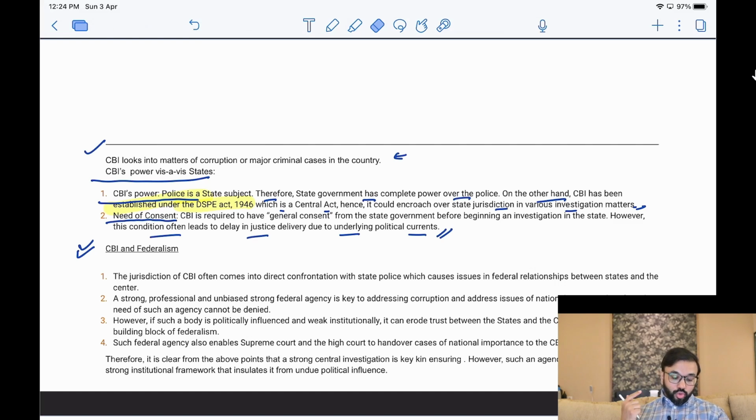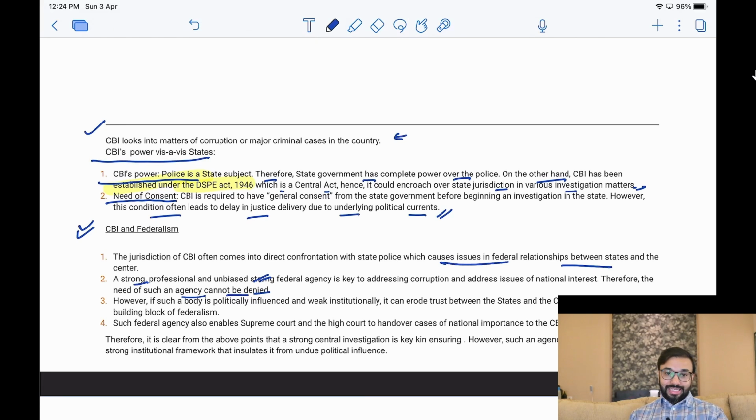Number one, the jurisdiction of CBI often comes into direct confrontation with state police, which causes issues in federal relationships. A direct confrontation happens with the police, and because of that there can be problems between the state and the center in federalism. A strong professional and unbiased federal agency is key to addressing corruption and issues of national interest. Therefore, the need of such an agency cannot be denied. Sometimes you need a central agency to conduct investigation into big matters. So that cannot be denied.